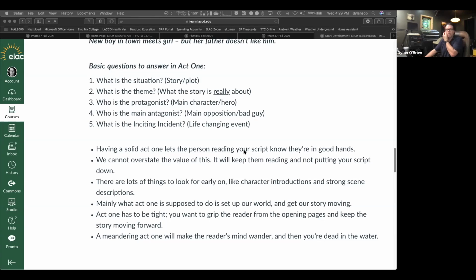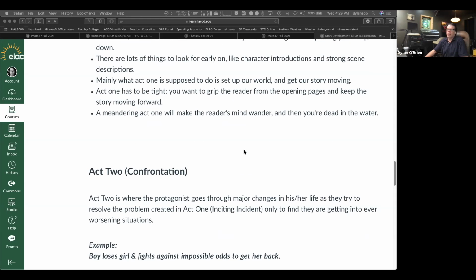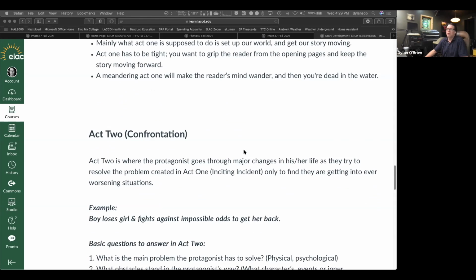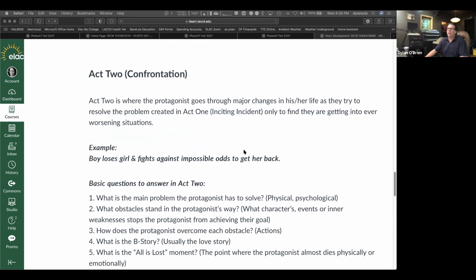So we get through this whole idea of Act 1. Now we're going to Act 2, confrontation. Act 2 is where the protagonist goes through major changes in his or her life as he tries to resolve the problem created in Act 1, which is the inciting incident, only to find that they're getting an even worse situation. So Act 2 is where you think you're going to resolve it, but no, it's just going to get worse.